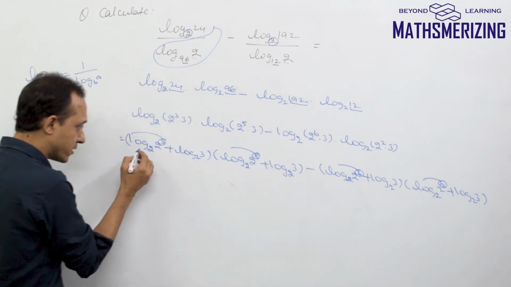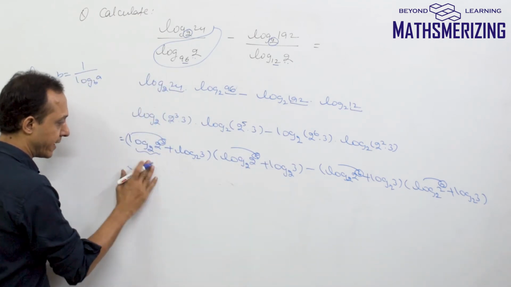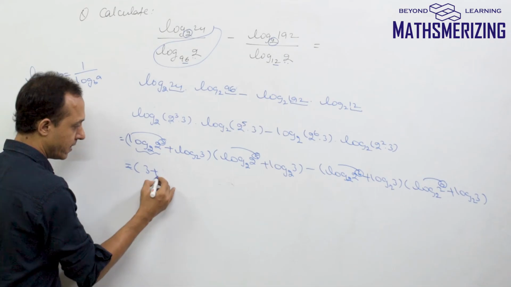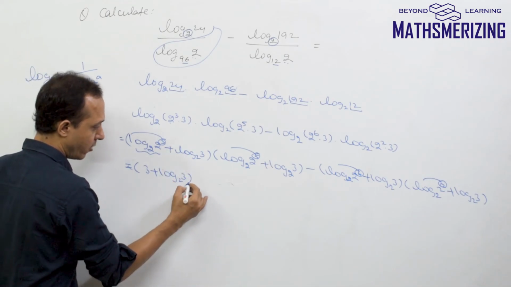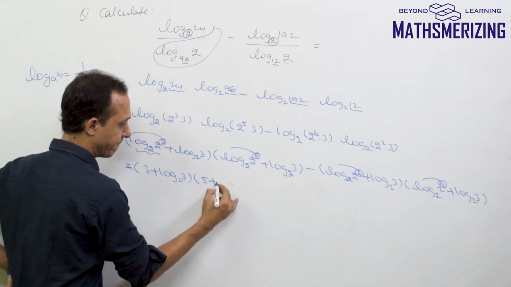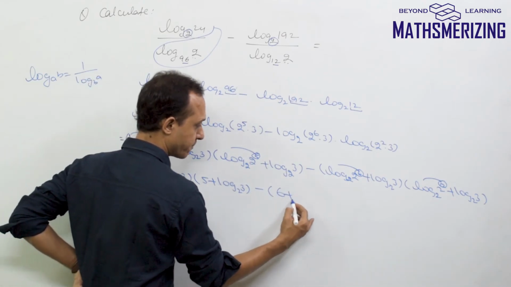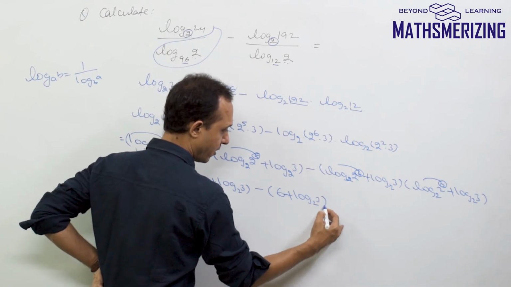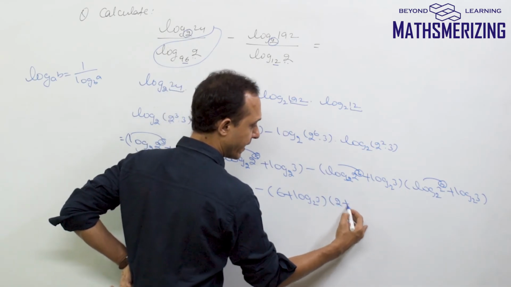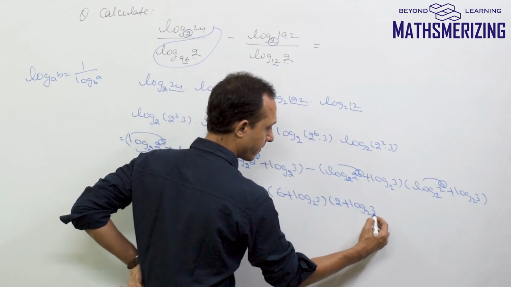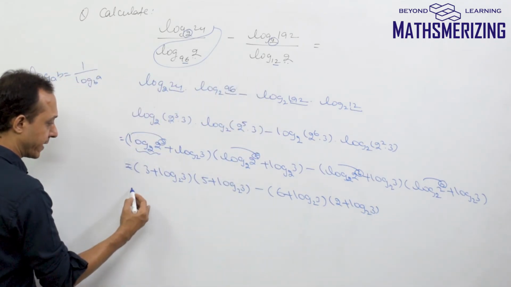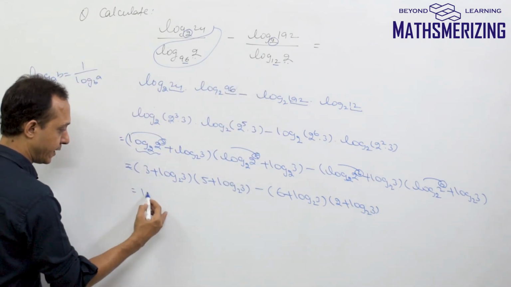and then for each of these, log 2 base 2 will be 1. So I can write it as 3 plus log 3 base 2, 5 plus log 3 base 2, 6 plus log 3 base 2, and 2 plus log 3 base 2. Now I'll start multiplying them. So I'll get what? 15.